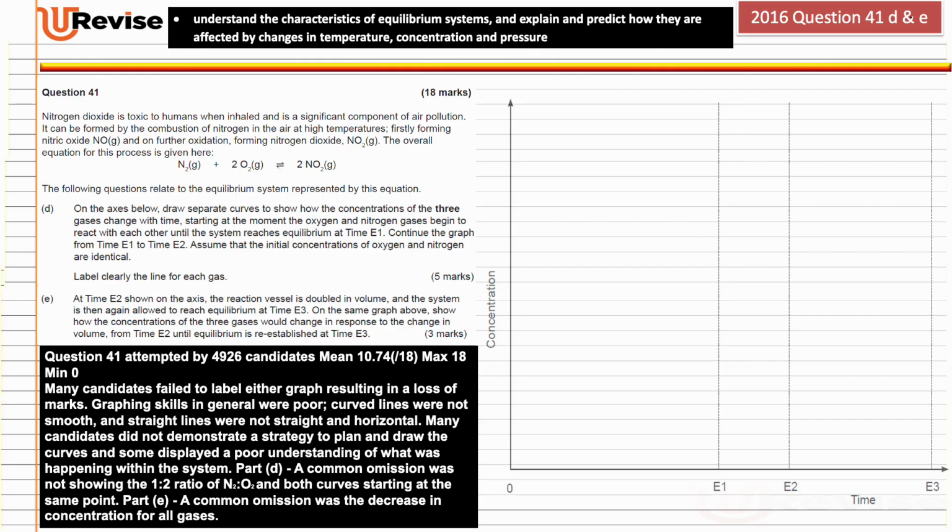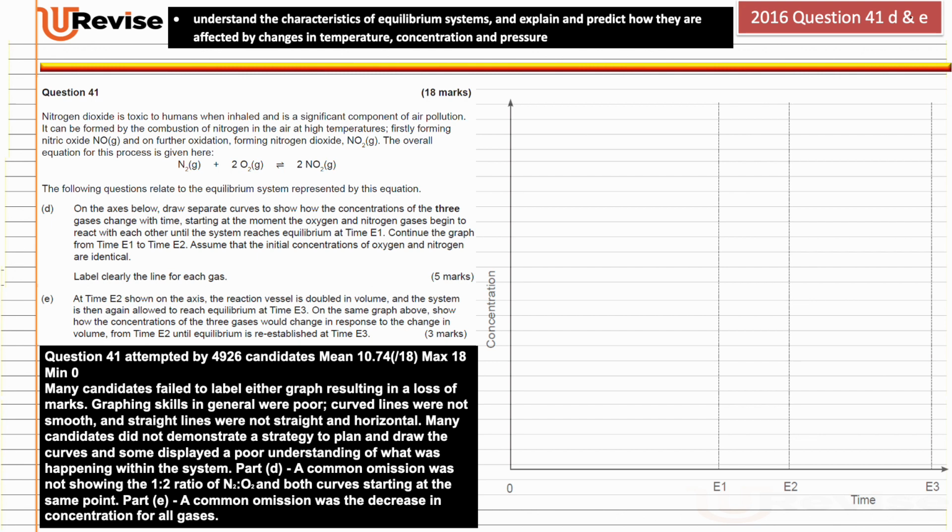Let's take a look at question 41D and E from the 2016 exam. The question reads, nitrogen dioxide is toxic to humans when inhaled and is a significant component of air pollution. It can be formed by combustion of nitrogen in the air at high temperatures, firstly forming nitric oxide and on further oxidation forming nitrogen dioxide. The overall equation for this process is given here. The following questions relate to the equilibrium system represented by this equation.